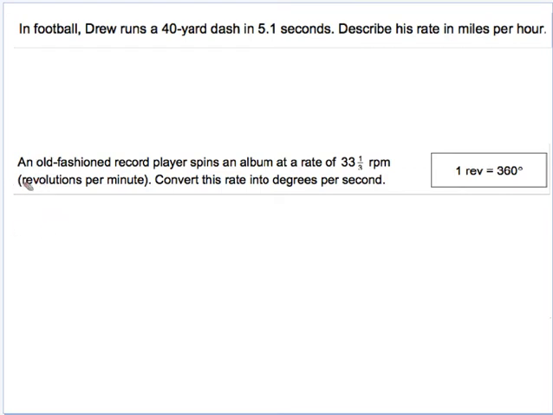All right, and then on this one, an old-fashioned record player spins an album at a rate of 33 and 1/3 RPMs. The RPMs stand for revolutions per minute. Okay, and then convert this rate into degrees per second. Well, in one complete revolution, there's 360 degrees. Okay, so then you're going to convert the revolutions per minute into degrees per second.